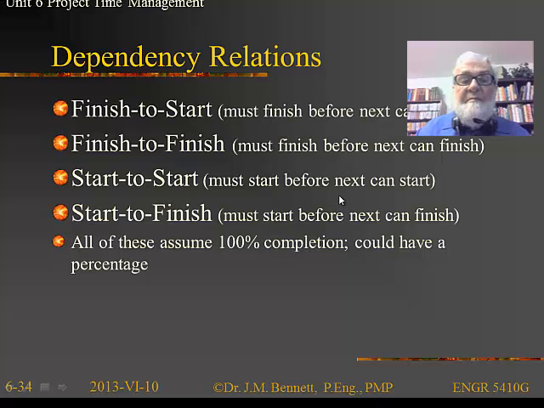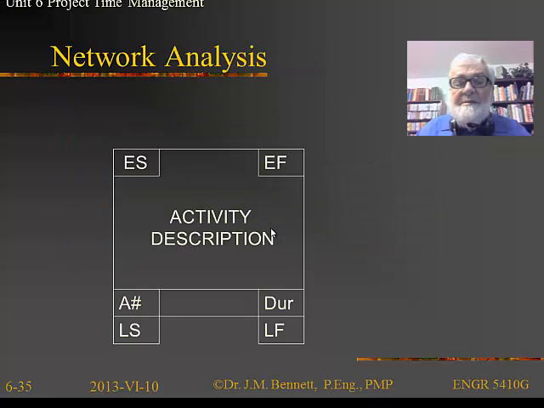Now notice when we specify F to S or F to F or S to S or S to F, we're assuming 100% completion of each activity. Now that's just an assumption that we're making. We could have easily said we'll allow for 50% too. But generally speaking, it's simpler to demand 100% completion of the activity.